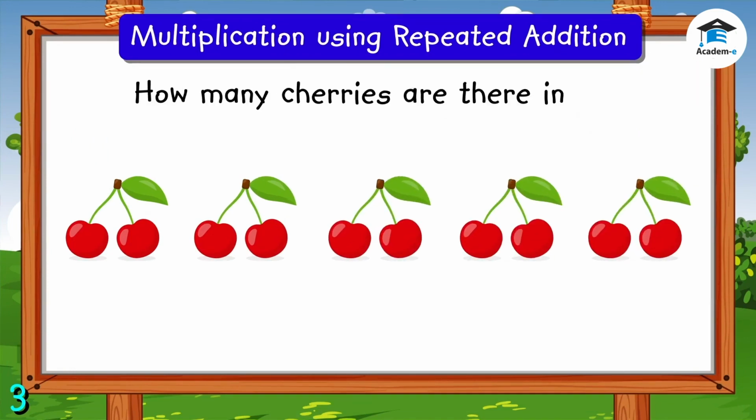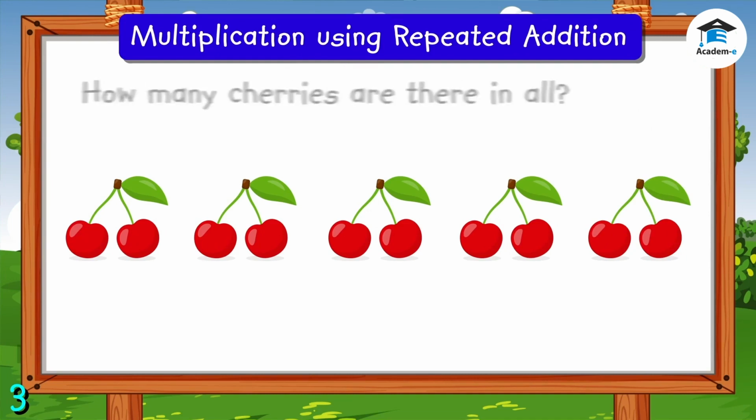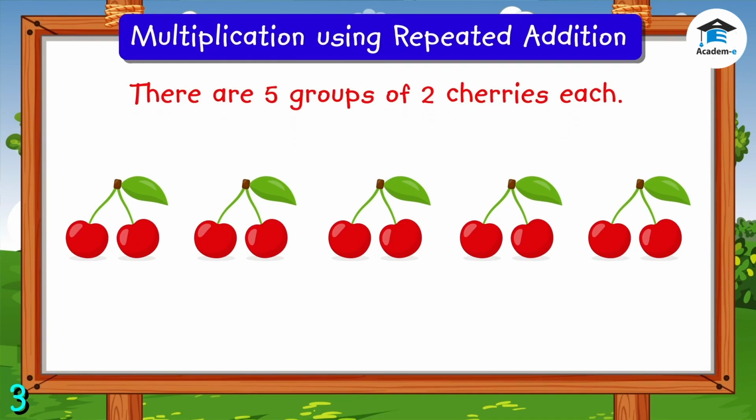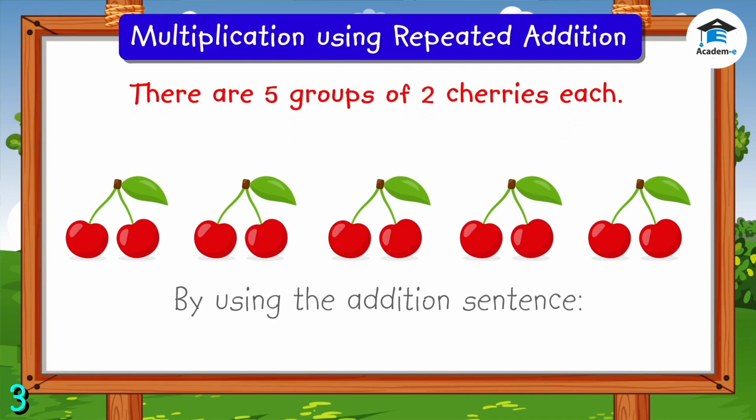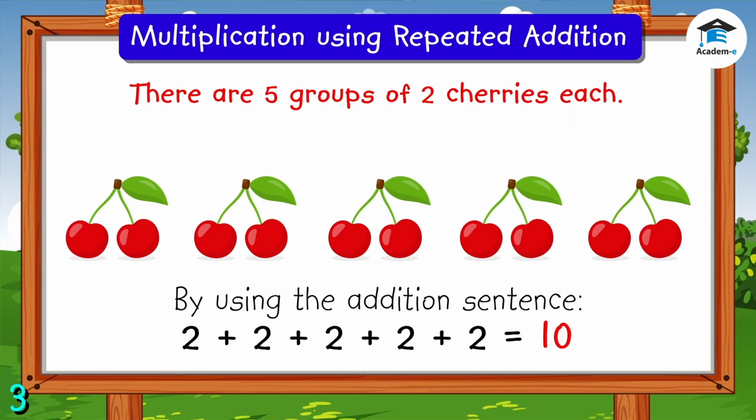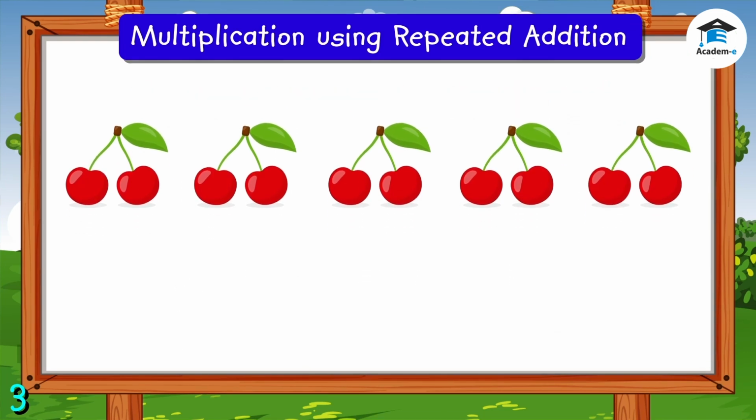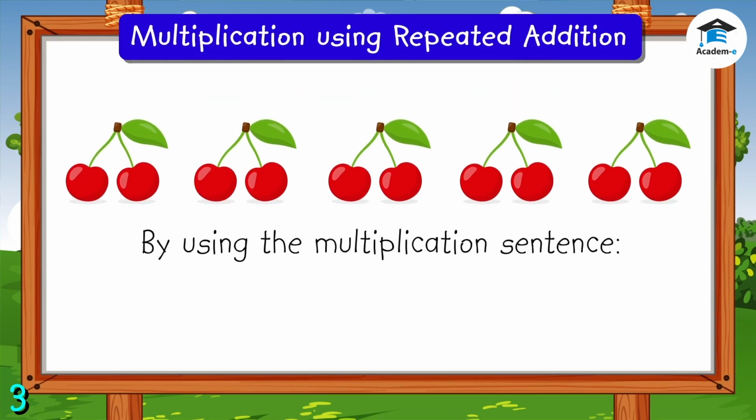Example 1. How many cherries are there in all? There are 5 groups of 2 cherries each. By using the addition sentence, 2 plus 2 plus 2 plus 2 plus 2 equals 10. By using the multiplication sentence, 5 times 2 is 10.